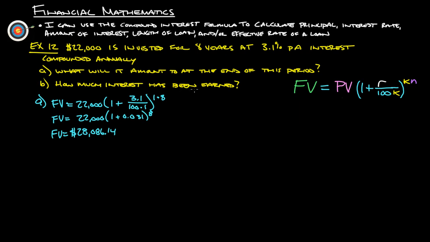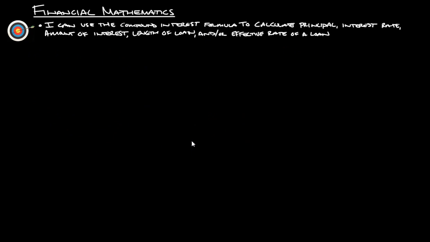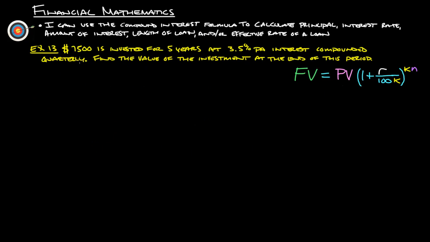Okay, how much interest has been earned? If you started with 22,000 and ended with 28,000, to find the interest earned, we're simply going to take 28,086.14 and subtract the initial 22,000 that was invested, and that's going to leave us with $6,086.14 as the amount of interest earned.